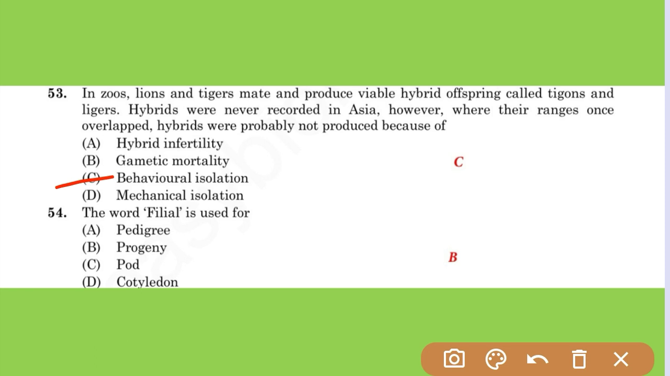So this particular question asks about the tigons and ligers. The tigons and ligers do not form further offspring. These are the hybrids. So on the basis of behavioral isolation, they cannot form further offspring. Then in the next question, the word filial is used for a progeny. The meaning of this word is having or assuming the relation of a child or the offspring. So option B is the answer of this question.